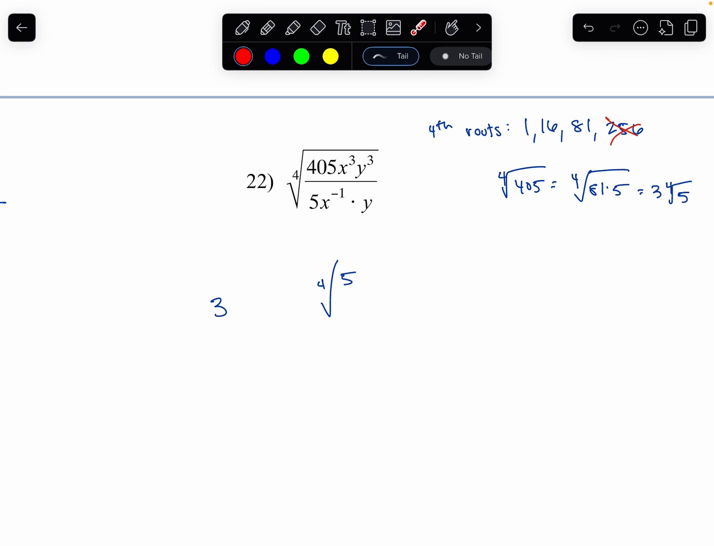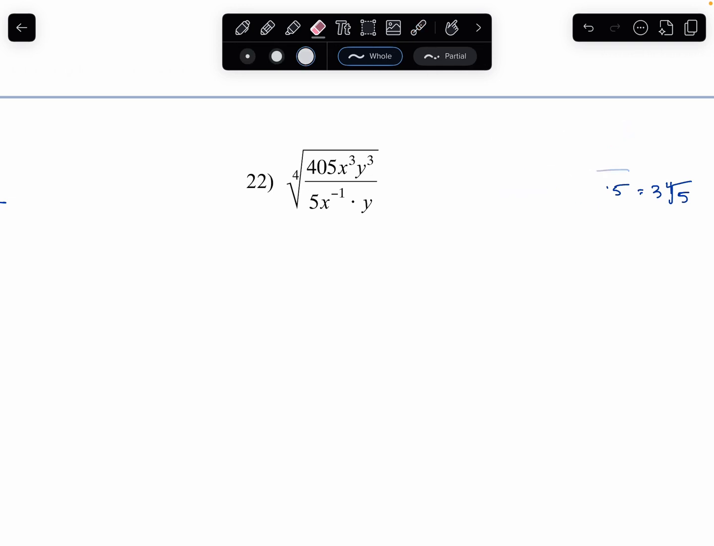Hold up. So we'll keep this in mind, but let me back up just a bit here. That's good and all, but I just noticed that we can simplify what's going on here. So I can go ahead and divide 405 by 5. So 405 divided by 5 is 81. Perfect. So this will become the fourth root. We're going to have 81.